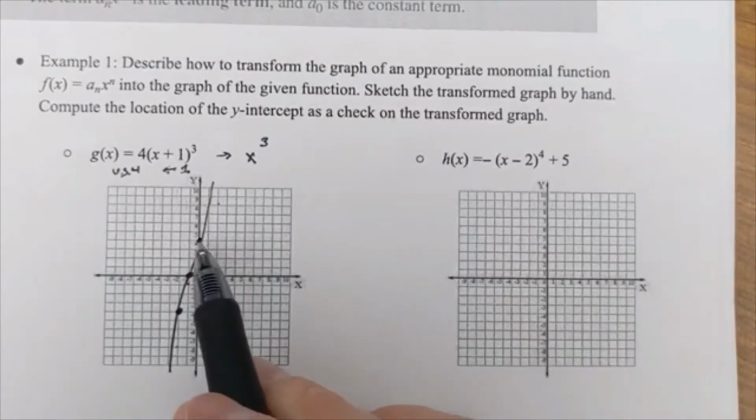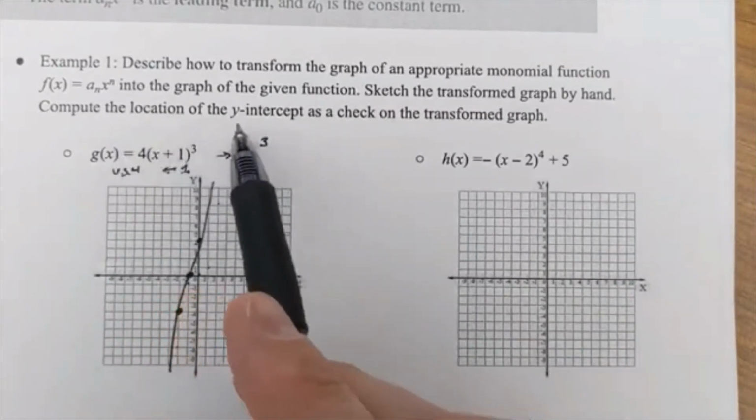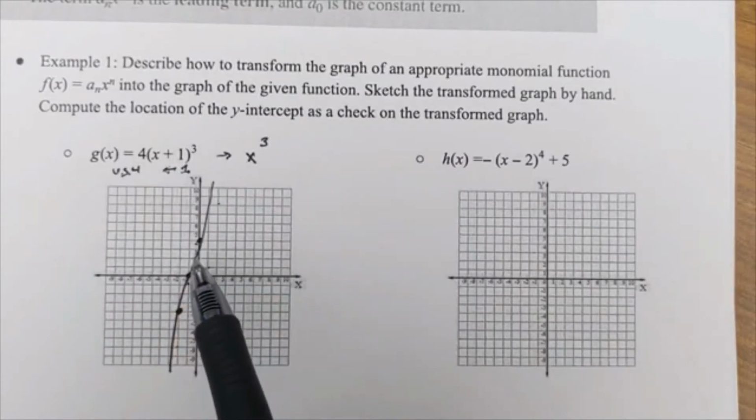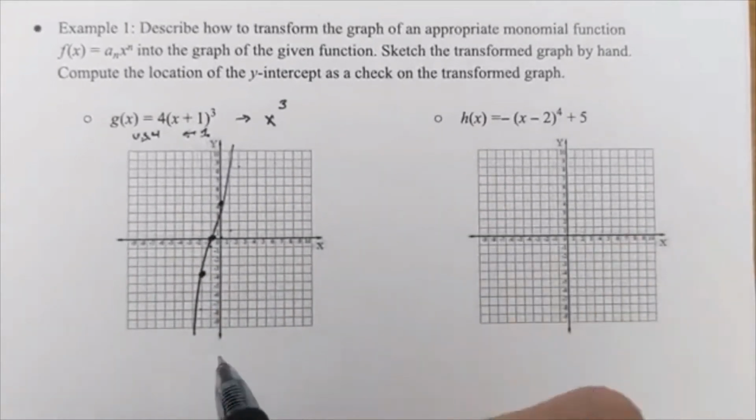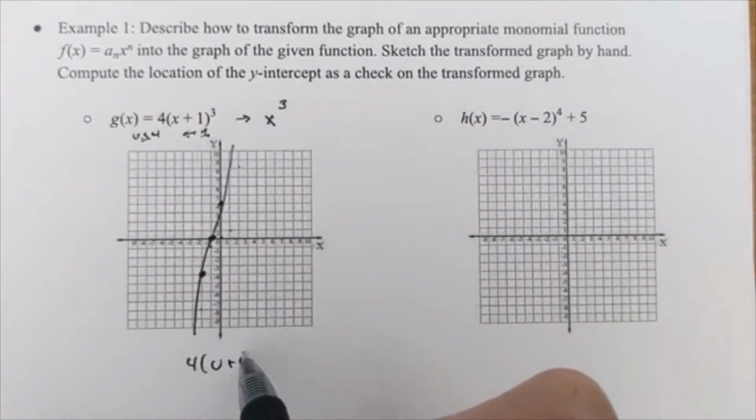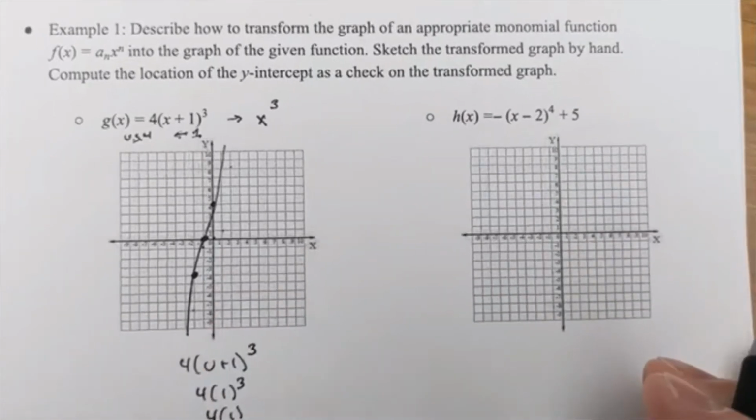So it talks about computing the location of the y-intercept. That y-intercept occurs when x is 0. So if I plug 0 in for x, I get 4 times 1 cubed. So exponents first, so that's 4 times 1, which is just 4, which is the value that I did get.